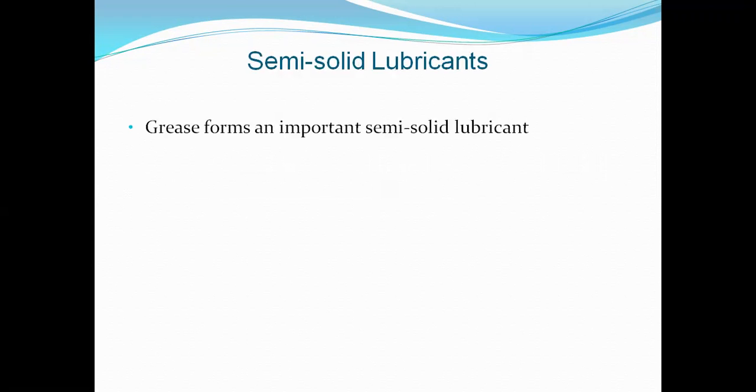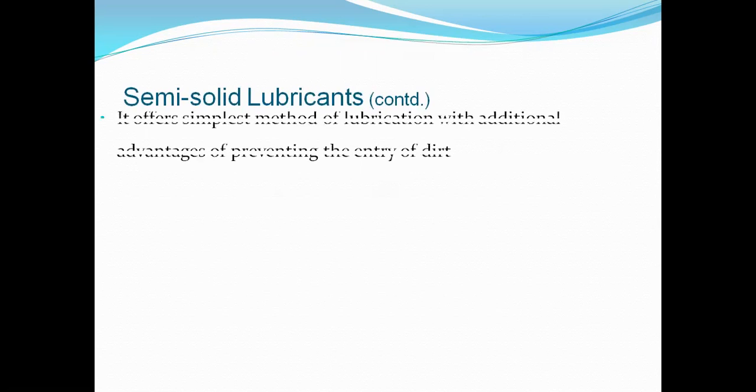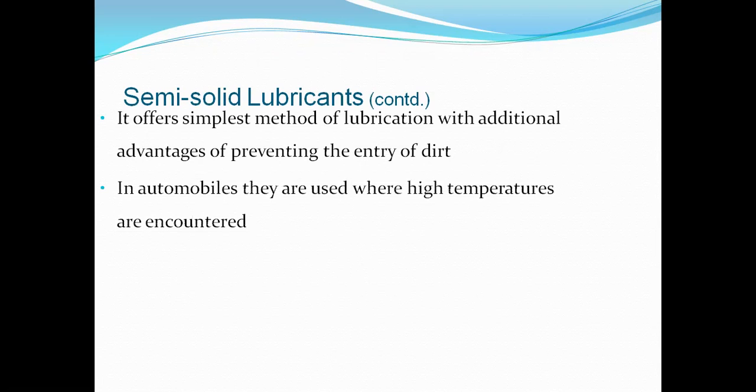Next, semi-solid lubricants. Grease forms an important semi-solid lubricant. It is generally used when the fluidity of oil is undesirable. It is an oil which has been thickened by soap. It offers the simplest method of lubrication, with the additional advantage of preventing the entry of dirt. In automobiles, it is used where high temperatures are encountered.